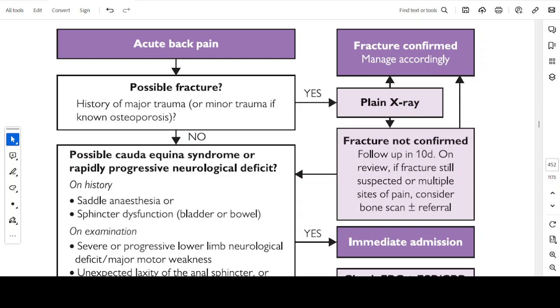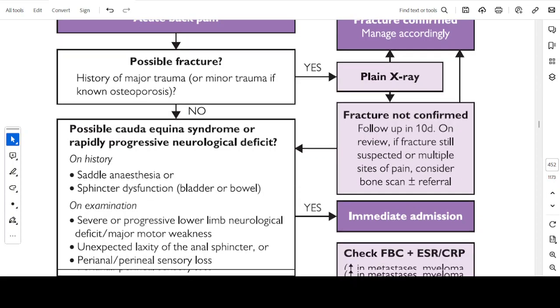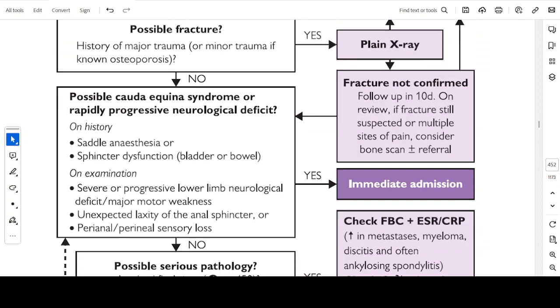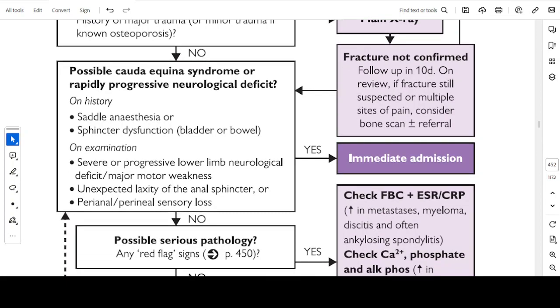and then if a fracture is confirmed, manage accordingly. If possible fracture is no, consider possible cauda equina syndrome or rapidly progressive neurological deficit, because this is acute back pain, not acute onset. So it could be a possible cauda equina syndrome or a rapidly progressive neurological deficit.